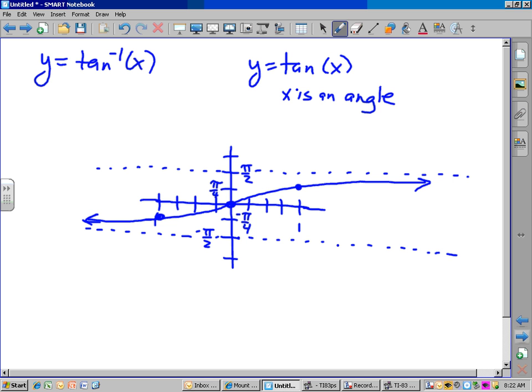Is x an angle over here anymore? No. Because the inverse is switched. X becomes y. So y is an angle here. So our answer is an angle when you're talking about the inverse trig functions. Inverse sine, inverse cosine, inverse tan.